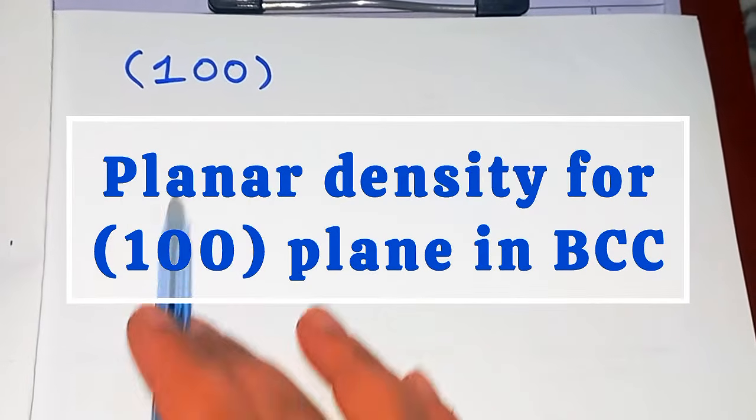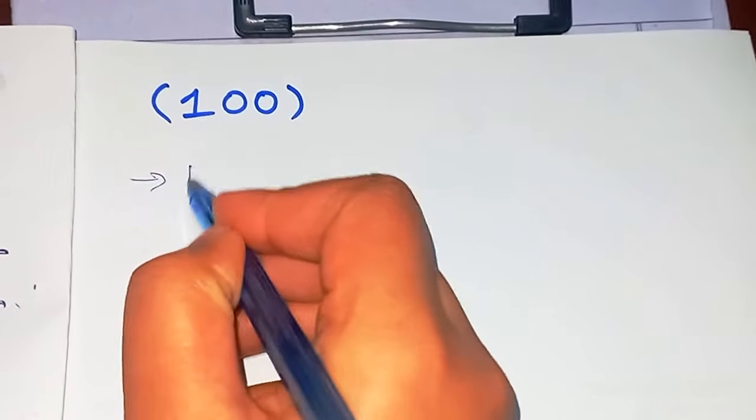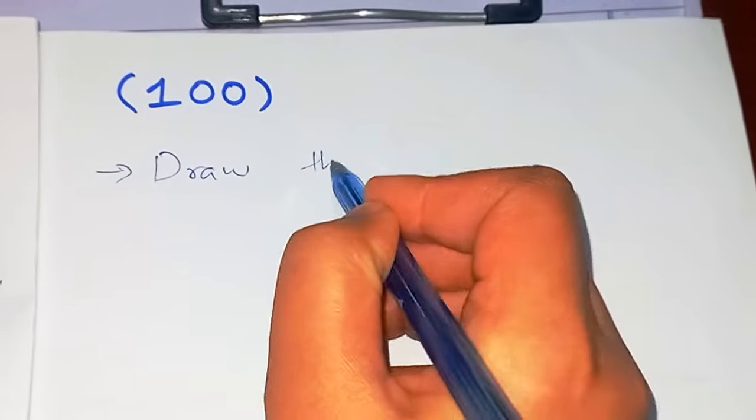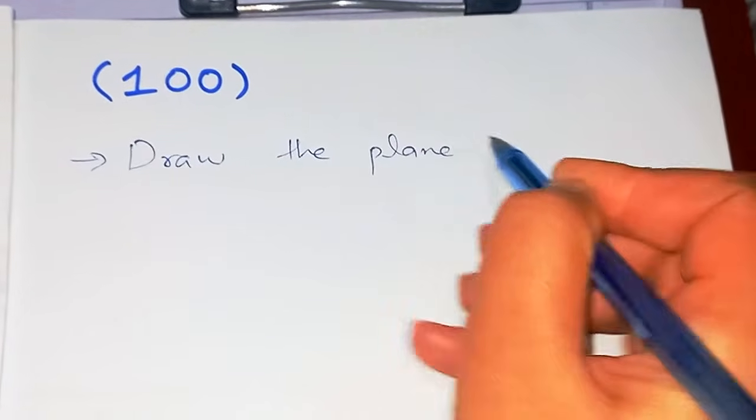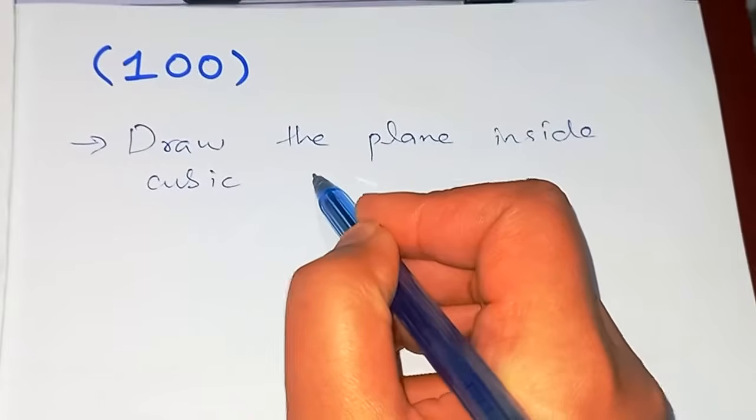Let's find out the planar density for the 100 plane in BCC structure, and for that purpose the first step is to draw the plane. Draw the plane inside the cubic structure or cubic unit cell.